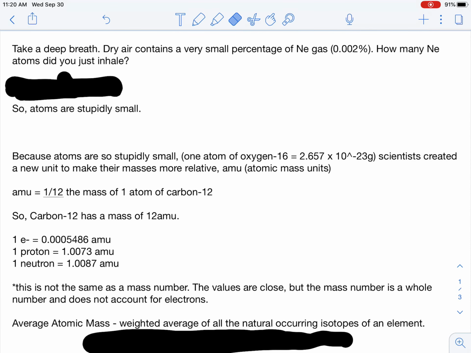All right, you crazy kids, here's your lecture on average atomic mass calculation. Now, before we jump into the calculation, we need to talk about how small atoms really are. So, take a deep breath.